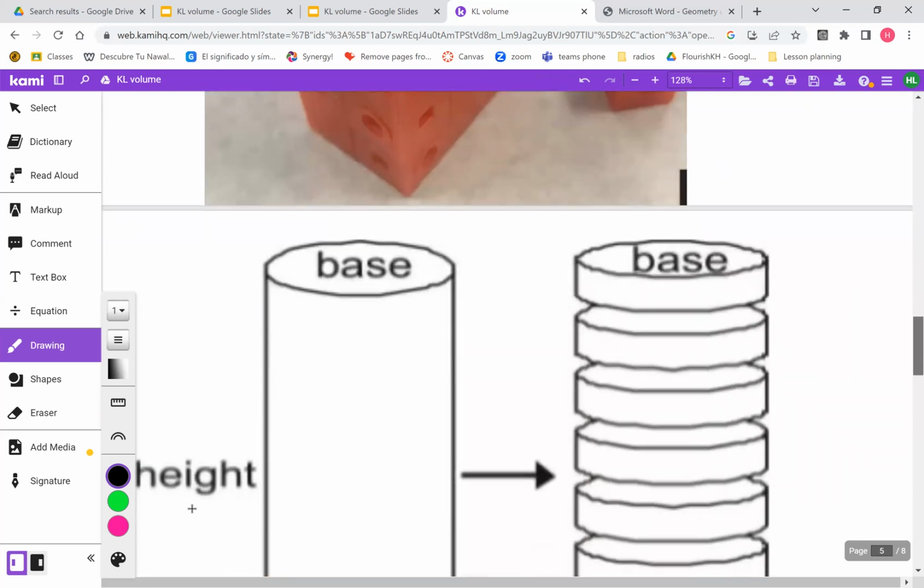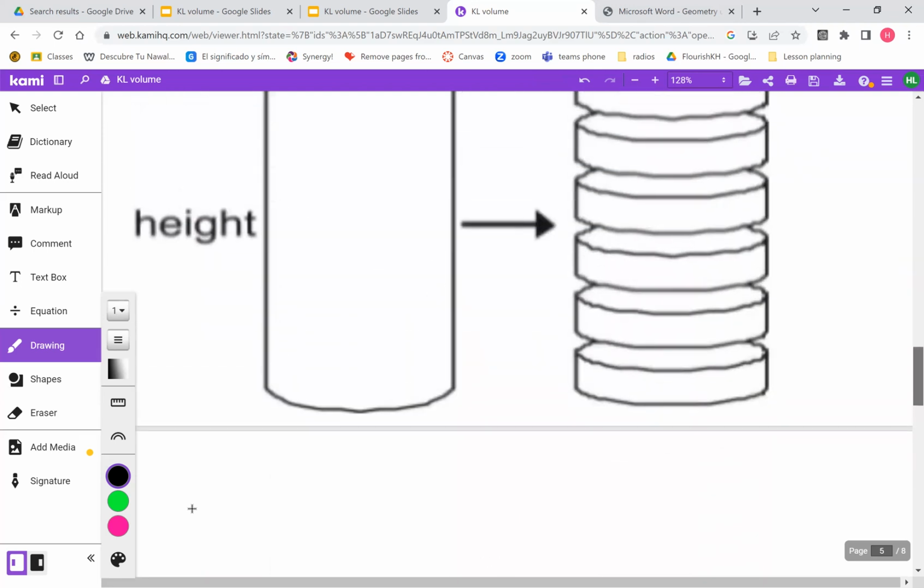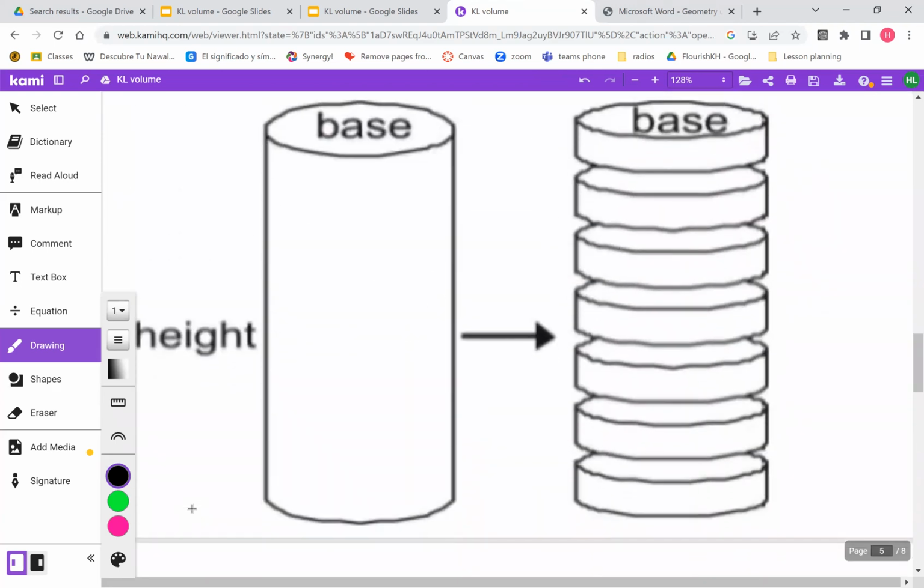Even if I do have a cylinder, I can break it down. They have a cylinder. I can break it into the base, which in this case is a circle. I can break the bases and then just multiply it by the height. So again, I'm going to go area of the base times the height.